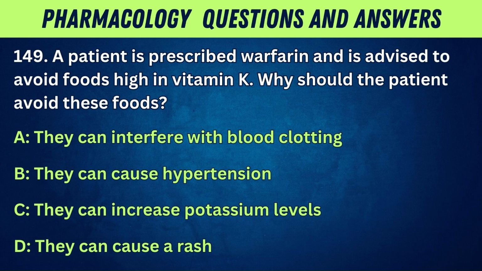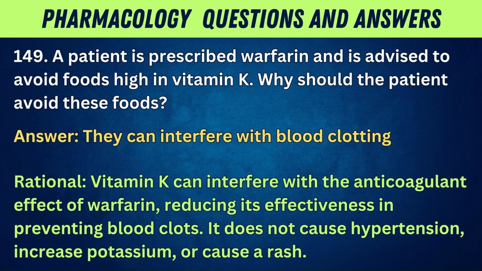149. A patient is prescribed warfarin and is advised to avoid foods high in vitamin K. Why should the patient avoid these foods? A. They can interfere with blood clotting. B. They can cause hypertension. C. They can increase potassium levels. D. They can cause a rash. Answer: They can interfere with blood clotting. Rationale: Vitamin K can interfere with the anticoagulant effect of warfarin, reducing its effectiveness in preventing blood clots. It does not cause hypertension, increase potassium, or cause a rash.